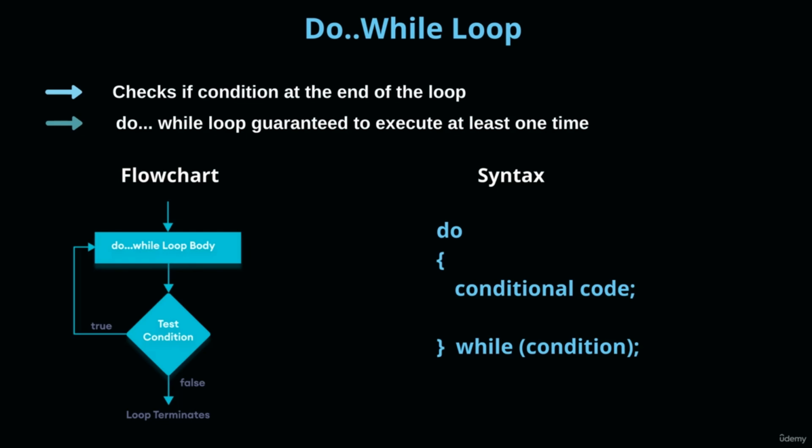As you can see here, it's do, then the conditional code, and after the code, in the while, you can add the condition. And that must be terminated with a semicolon also. That is mandatory. So here is the code block, and then a condition. If false, it will get terminated. If true, it will keep on executing. As written, a do while loop is guaranteed to execute at least one time, because the condition is being checked after the first execution.